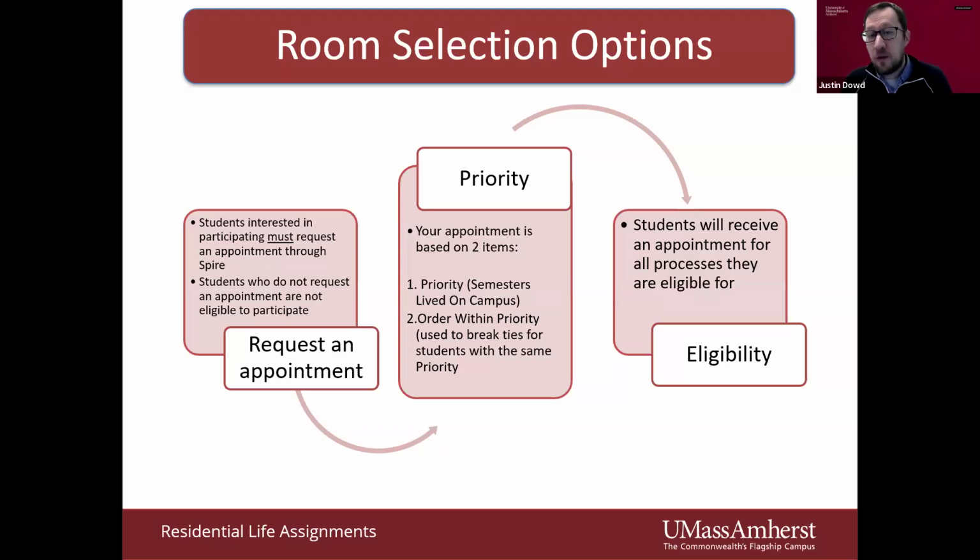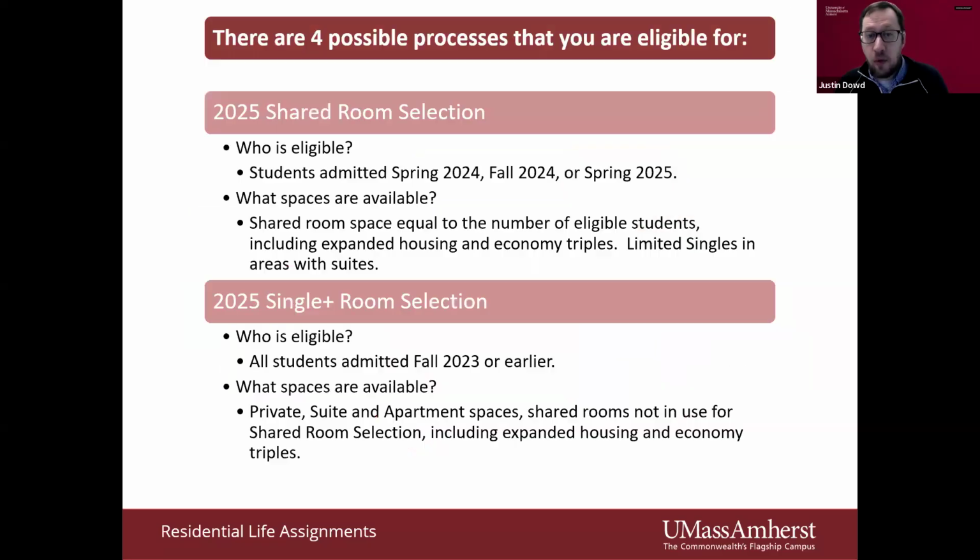And that priority system is going to determine when their appointment falls within those processes as well. So now let's actually talk a little bit about the processes that we'll be offering. These are the two main processes: the 2025 shared room selection process and the 2025 single plus room selection process.